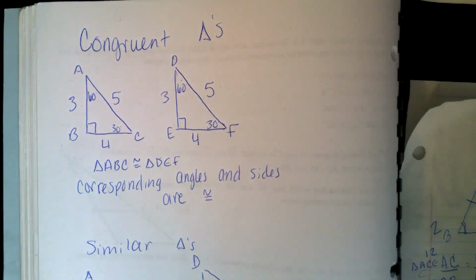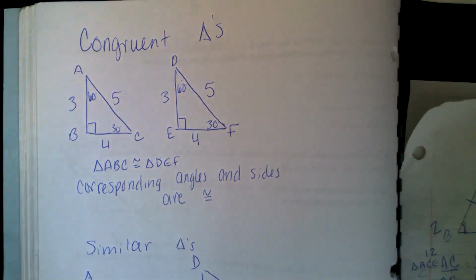All right, so in this lesson, we're going to be talking about similar triangles. Now, before we get into the actual lesson, I quickly want to talk about what similar triangles are. Before we do though, let's remember what congruent triangles are. Congruent triangles are triangles that have congruent corresponding angles and congruent corresponding sides.